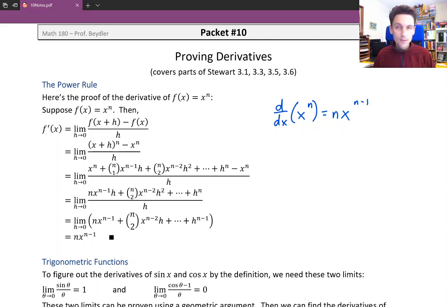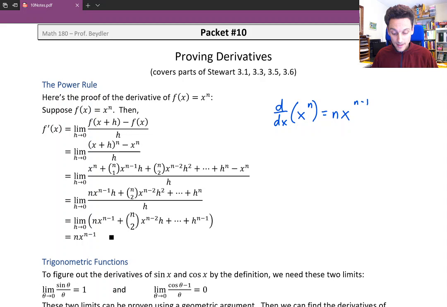And if that's not ringing a bell, that's not too big of a deal here. We're just going to be going over the power rule, and this particular one I won't ask you to prove on a quiz or a test. But it's good to know because we use the power rule all the time. We should definitely know why it's true.